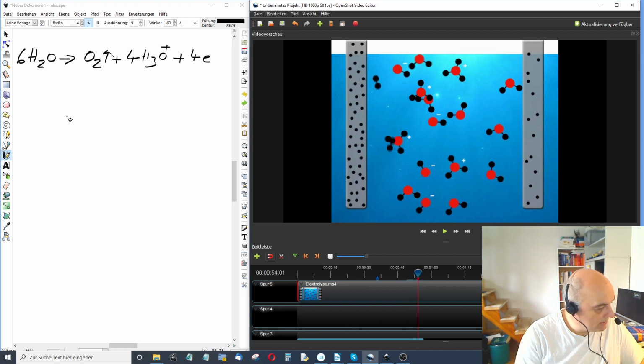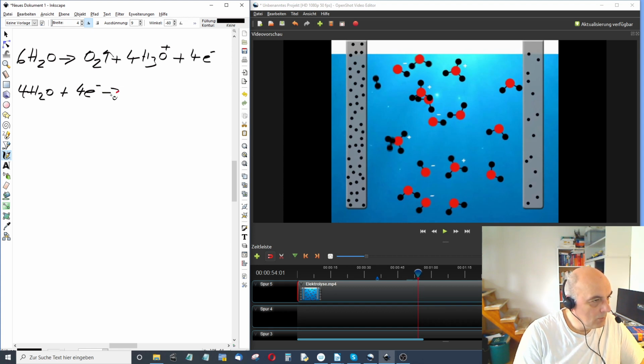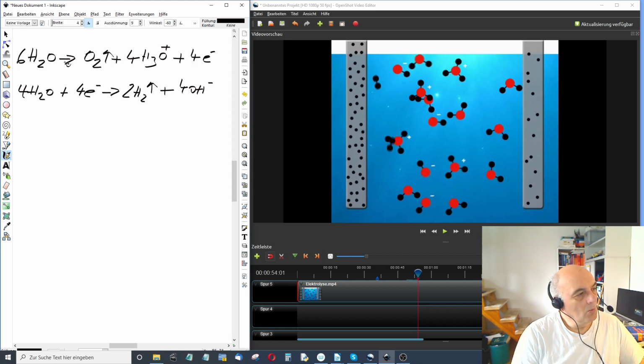So which means what happens here is that the 4 H2O, they get a torpedo electrons, which means that they are being separated, and 2 H2 plus 4 OH minus. When this happens at the anode, this happens at the cathode.